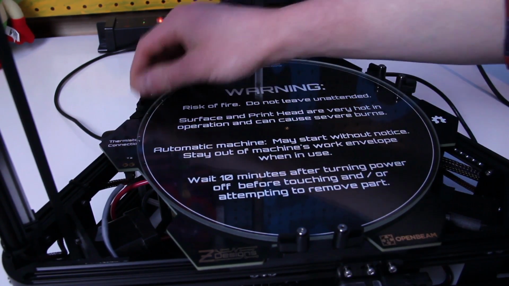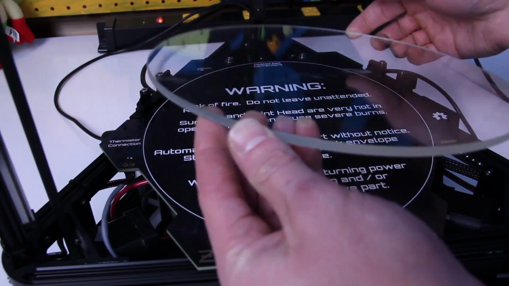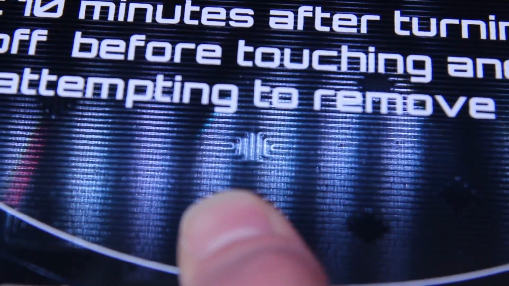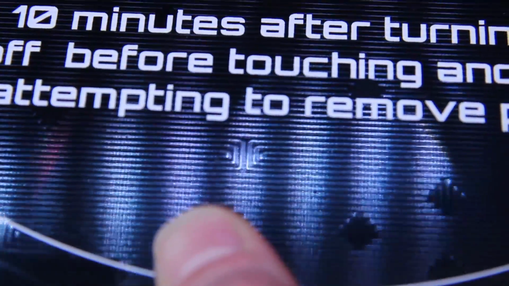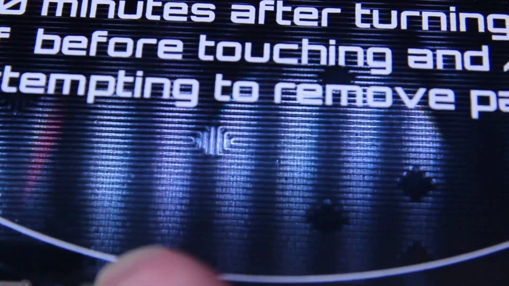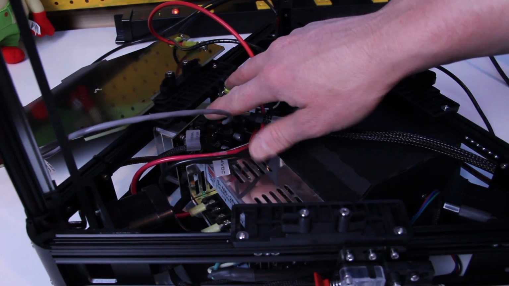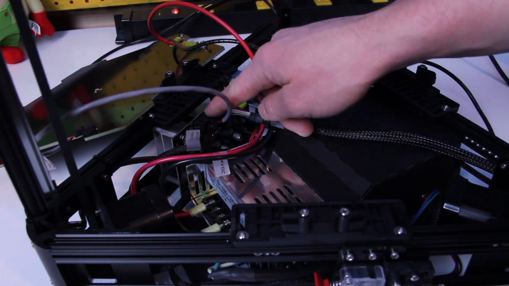I pop these guys out. You'll see this is a piece of borosilicate glass. This is a printed circuit board and is a resistive heater. All these lines are basically the same as a resistive element on a stovetop. Underneath is a power supply. There's the control board on this unit right here.